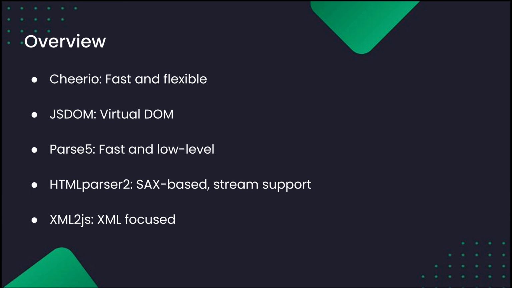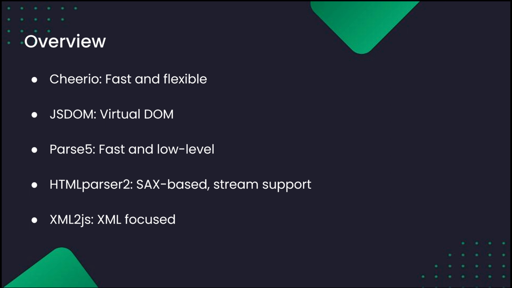Parse5 is a fast and low-level HTML parsing library that aims to provide a W3C compliant HTML parsing algorithm. It allows you to parse HTML documents and navigate their structure using a simple API. Parse5 is known for its speed and memory efficiency. HTMLParser2 is a SAX-based HTML parser for Node.js. It can be used to parse HTML documents and extract data from them using event-based parsing. HTMLParser2 is highly customizable and supports streaming, making it suitable for large HTML documents.